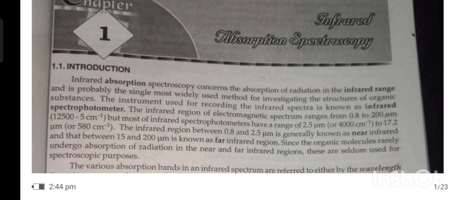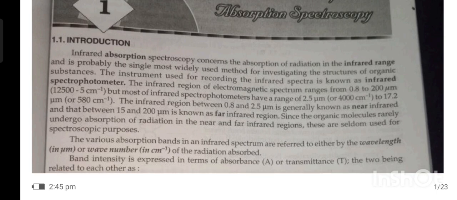The infrared region of the electromagnetic spectrum ranges from 0.8 to 200 micrometer, or 12,500 to 5 centimeter inverse, but most infrared spectrophotometers have a range of 2.5 micrometer or 4,000 centimeter inverse to 7.2 micrometer or 580 centimeter inverse. The infrared region between 0.8 and 2.5 micrometer is generally known as near infrared, and that between 15 and 200 micrometer is known as far infrared region.